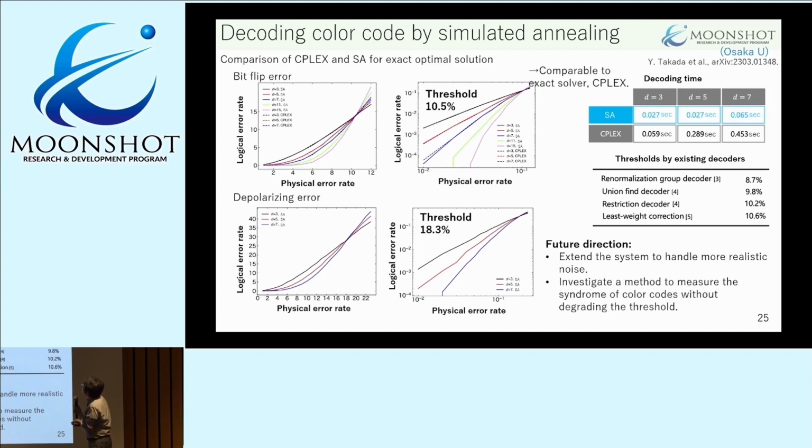Compared to the known algorithm of exact optimization called CPLEX, simulated annealing is, as you see, much faster. But the derived performance curve almost coincides. So it is good. With this new tool, we expect to figure out the true potential of the color code, and also the mechanism of this new decoder is quite general, so it's applicable to various other codes.